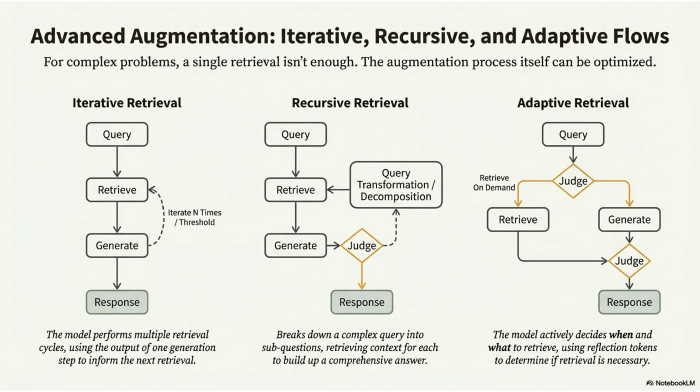Advanced augmentation includes iterative, recursive, and adaptive flows for complex problems. Iterative retrieval uses the output of one generation to inform the next. Recursive retrieval breaks a query into sub-questions. Adaptive retrieval actively decides when to retrieve.